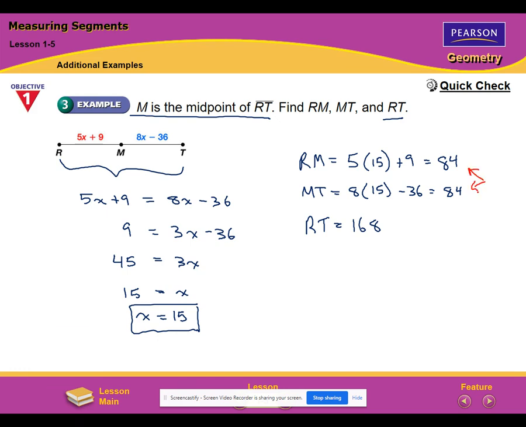I wouldn't, especially on a quiz or a test, I wouldn't just find one of them and then just assume 84 for the other one if we gave you a problem like this. No, do it honestly, check them both, and then when they come out to the same thing, you know you're right.